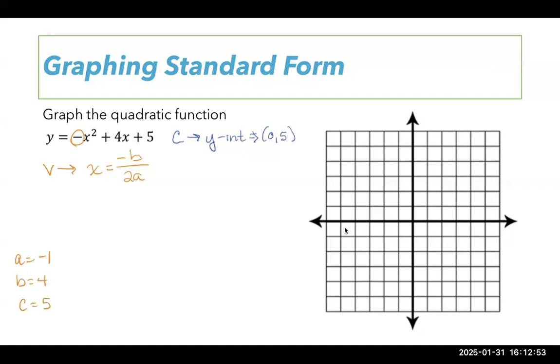So to find the x value in my vertex, I'm going to take the opposite of my b and divide it by 2 times the a value. So I'm taking a -4 divided by a -2, which gives me a +2. So at this point, I know my axis of symmetry is the vertical line x equals 2. But now to find the vertex, I substitute that 2 into my equation.